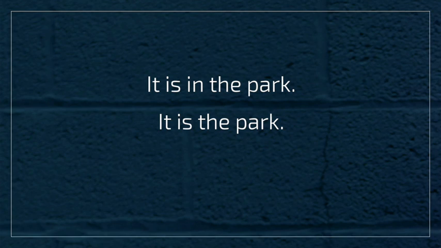How about this one? It is the park. Right after the is, in this case, we have a noun. And in this sentence context, it looks like what we're doing is describing what it is. It is the park. So since we have a noun right after the to be form, and it's describing what this thing is, this will be ser, so we'll use es. It es the park.